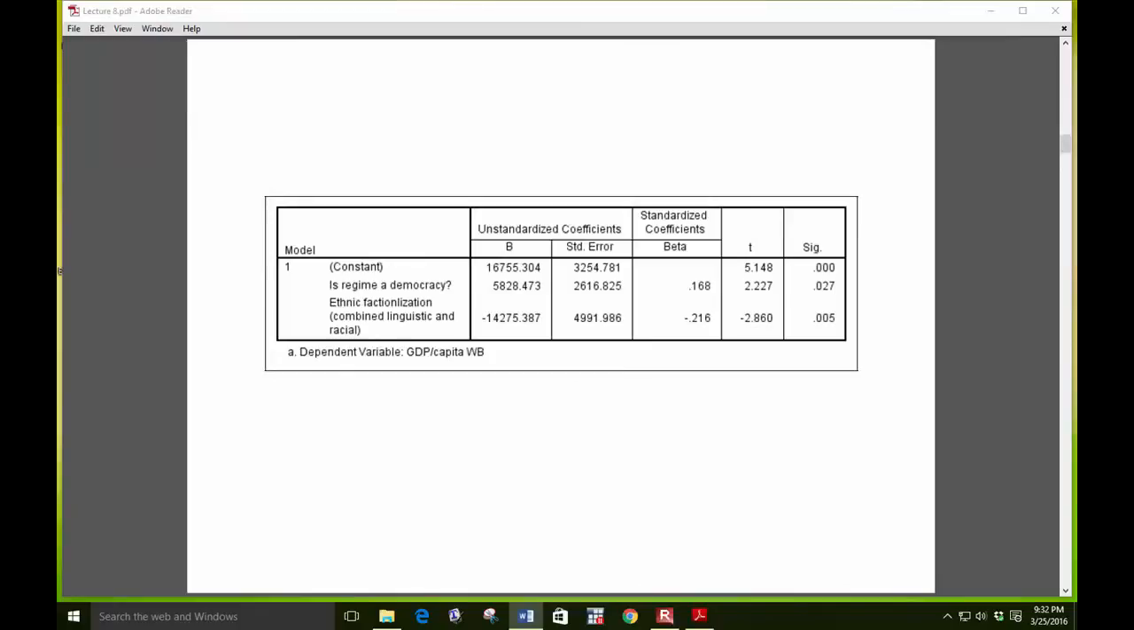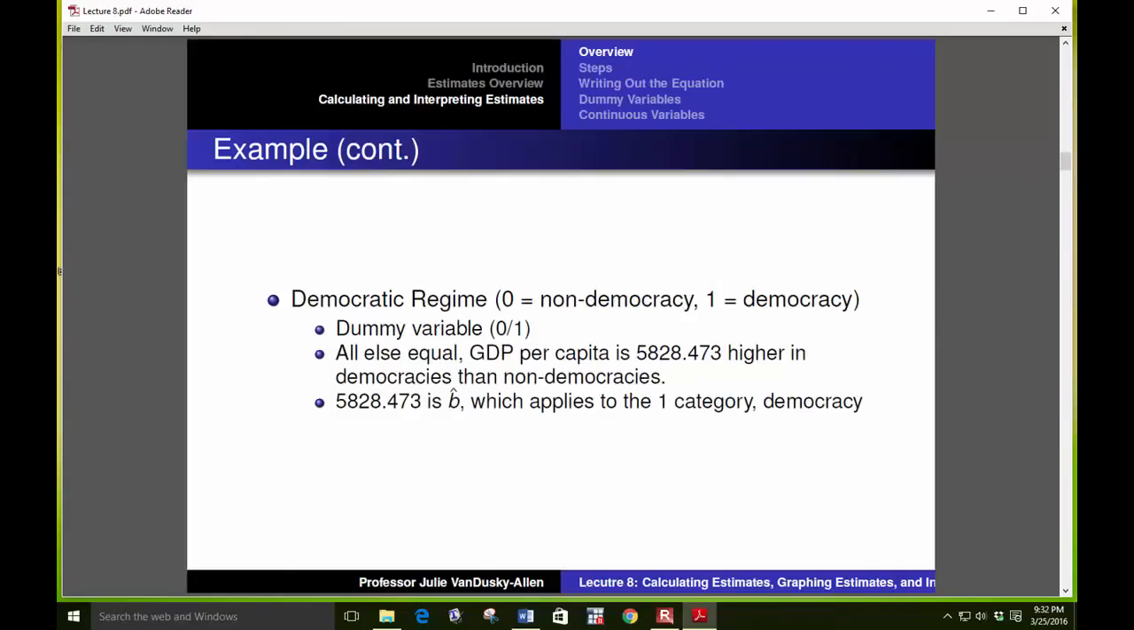Here are the results of the analysis. The coefficient for democracy is positive, which is what I expected. It is also significant at the 0.05 level. Since this is a dummy variable, because it only takes on values of 0 and 1, I conclude that, all else equal, GDP per capita is 5,828.473 higher in democracies than non-democracies.